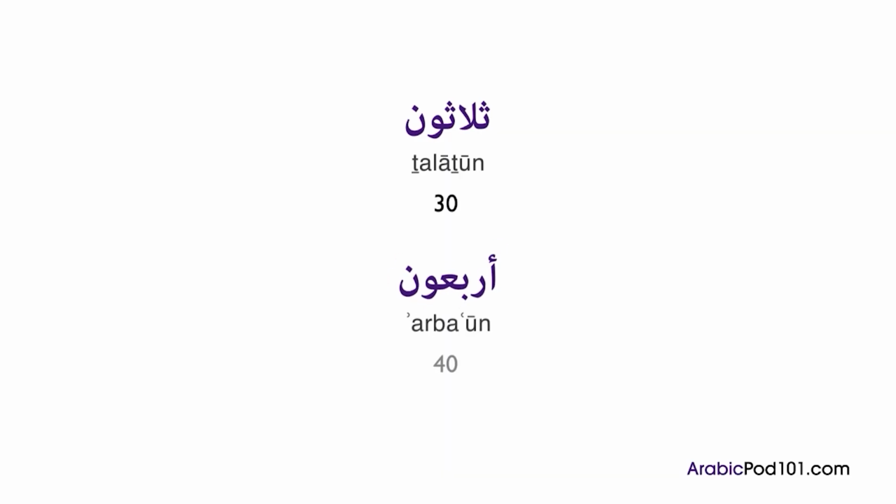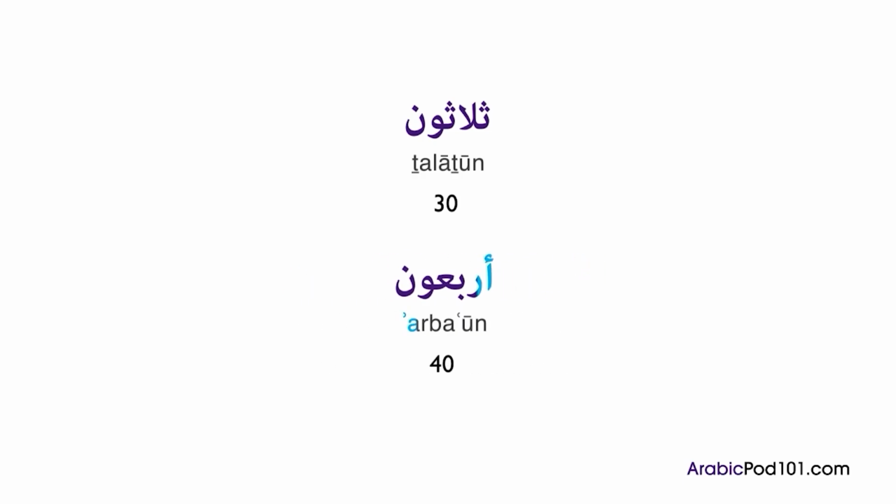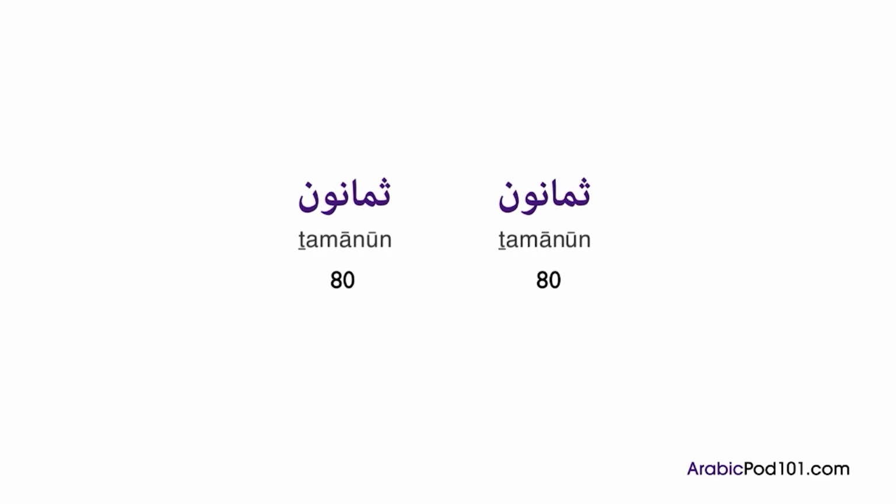Notice that ثلاثون is 30 and أربعون is 40. So 40 or أربعون is simply أربعة with a different ending. The final a is replaced with un. أربعون. For example, 80 is ثمانون. The digit 8, which you learned in the last lesson, is ثمانية. So in this case, the ia was removed and replaced with un.